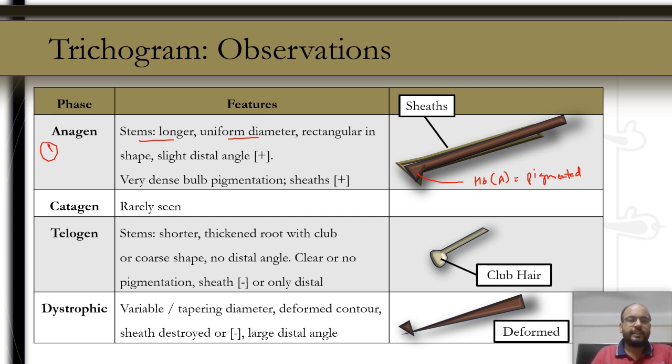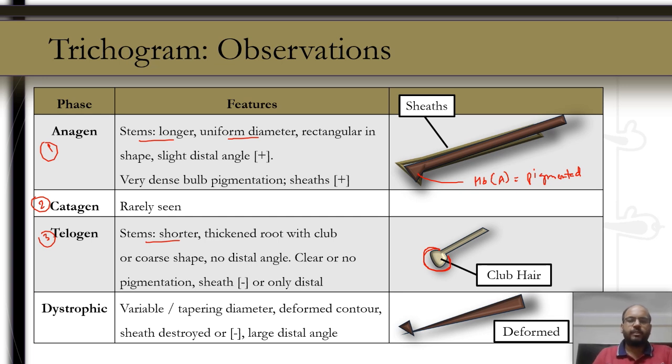Catagen hair is rarely seen in trichogram. In telogen hair, the stems, the shafts, are shorter. There's a thickened root with club or coarse shape. So you can see that the hair end, the proximal end, is now swollen, it's thicker, it's club shaped. There is not much pigment. Why? Because in telogen hair, the pigmentation has already stopped. There is already destruction of the matrix melanocytes. A new cycle will begin and start producing color in the anagen phase, but in the telogen phase you don't have color. So you see a less pigmented or non-pigmented hair bulb known as the club shaped hair bulb.